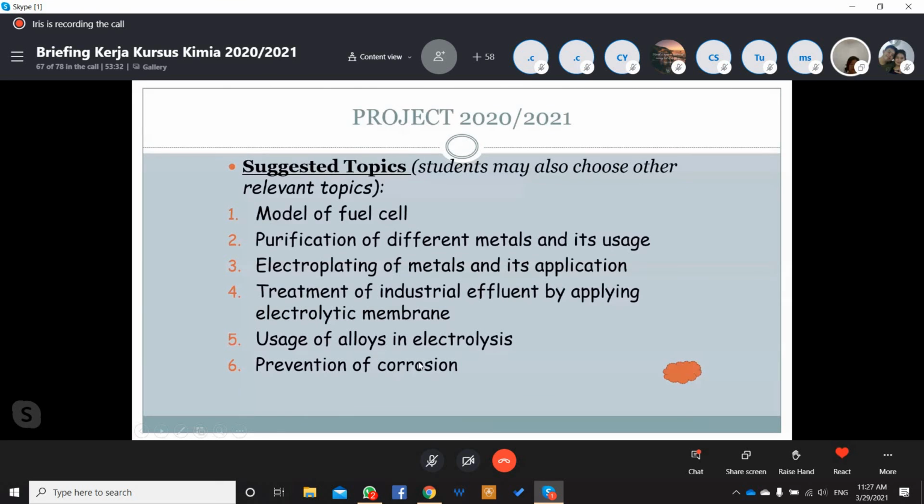Prevention of corrosion. This one from Form 5 is already there. But you design your experiment in a more bombastic way. Don't do it like Form 5 only. Maybe deeper. Make several sets so that you can tabulate the data. You can plot a graph and then you can compare.